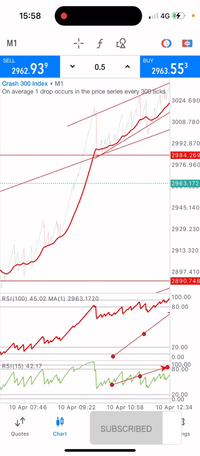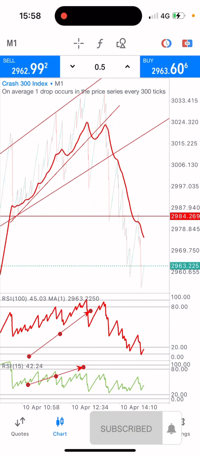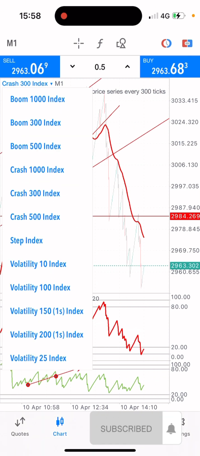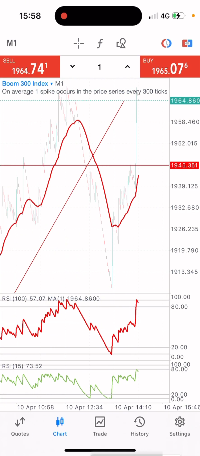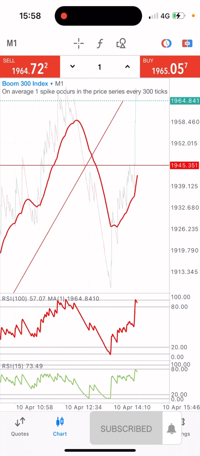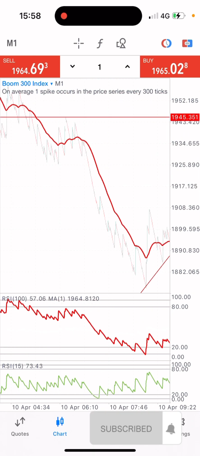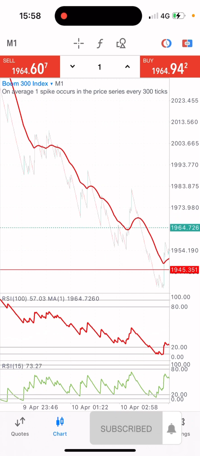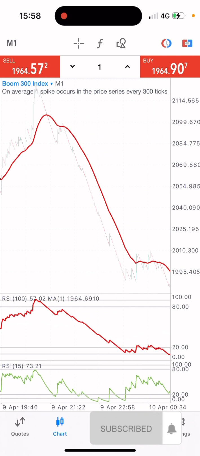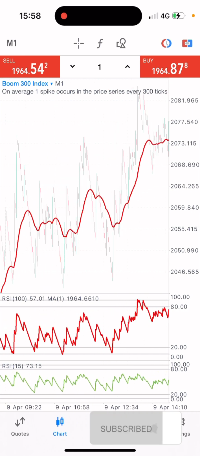So you need to do the same as well, but you need perfect entries, guys. Boom 300 is better if you use this level 10. You can use level 10 on boom 300 as well.